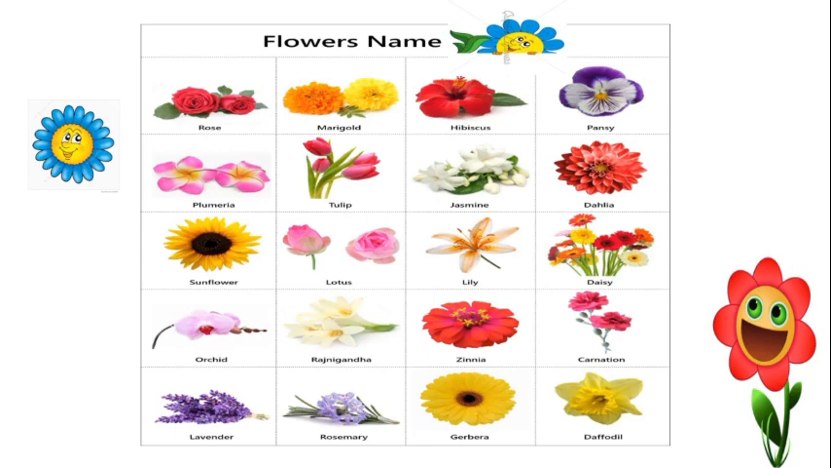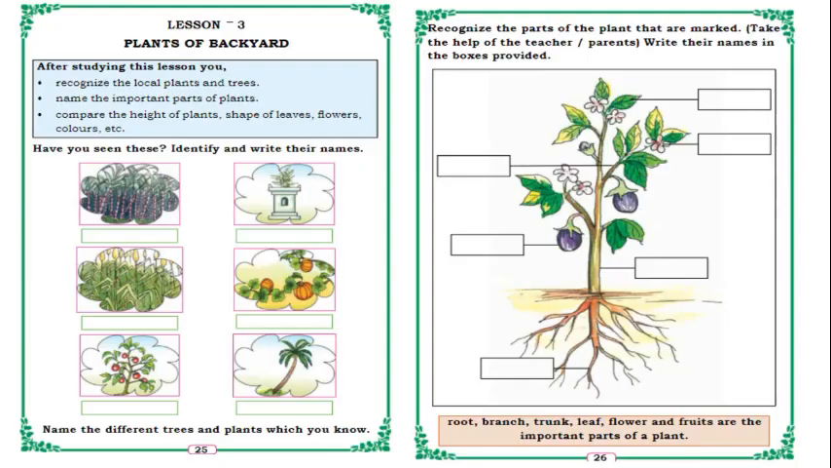Isn't it? Yes. So for example, rose, marigold, hibiscus, pansy, plumeria, tulip, jasmine, dahlia, etc. So we can see many types of flowers with many colors. All flowers have different types of colors. Yes, no? Yes. So next we will move on to our textbook pages.